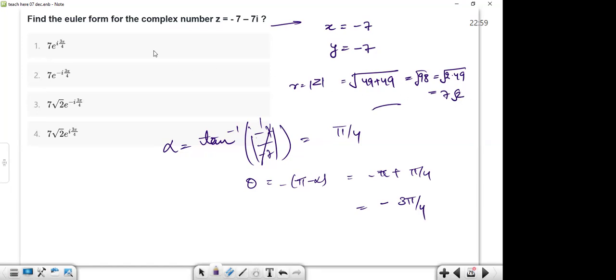this is the magnitude. So simply for Euler form, r into e raised power iota theta, r is 7 root 2 into e raised power iota into theta. Theta is what? Minus 3 pi by 4. 7 into root 2, e raised power iota into minus of 3 pi by 4. Minus sign is here. Third should be the correct answer.